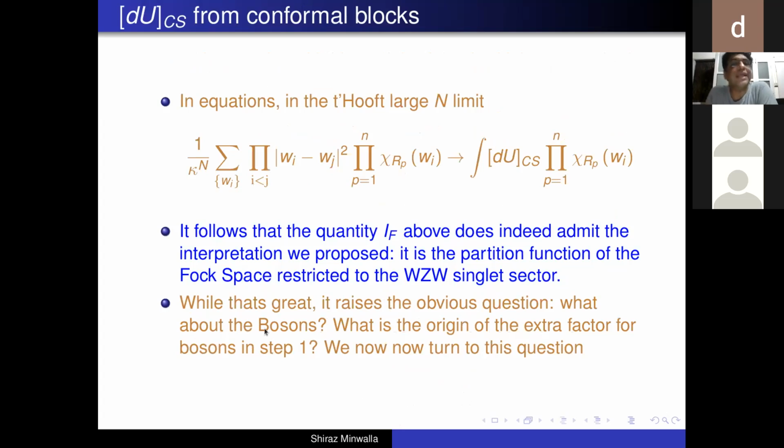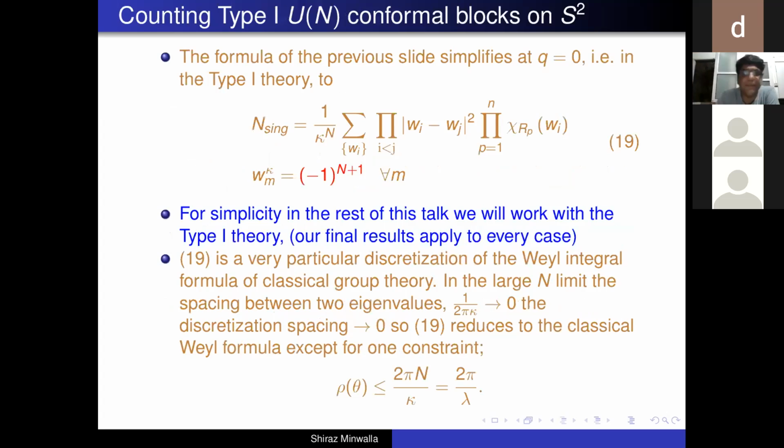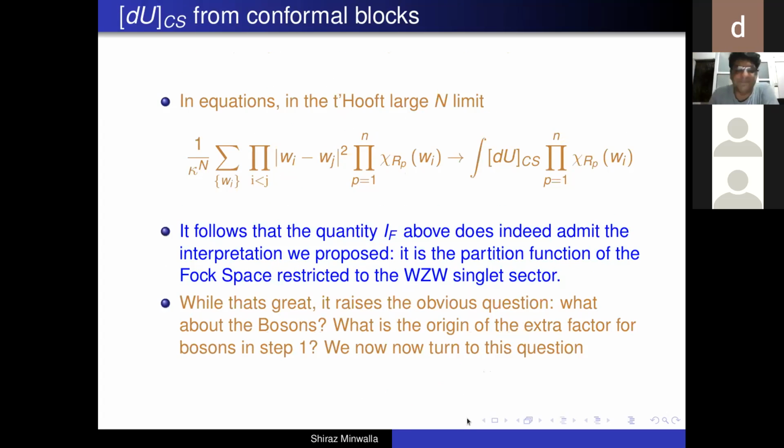Okay, so in equations, what this says is that if you take the large n limit of this formula, this discretization size becomes 0, so the sum becomes an integral. But this integral is not unrestricted over the whole Haar measure. It's an integral with the Haar measure, but only over those eigenvalue configurations that obey a particular condition, namely that the eigenvalue density function is less than 2 pi by lambda. And that is what we call this DUCS.